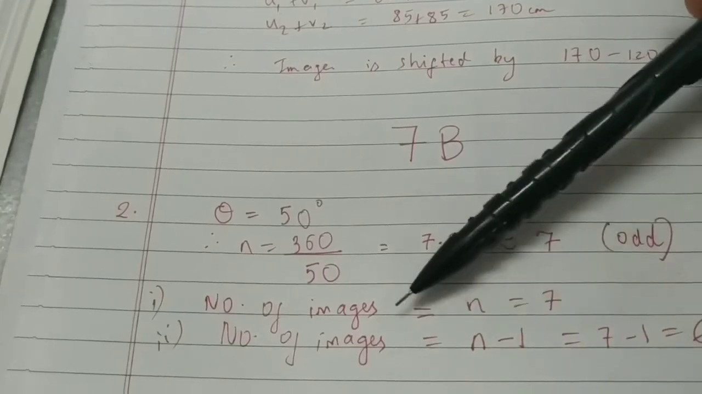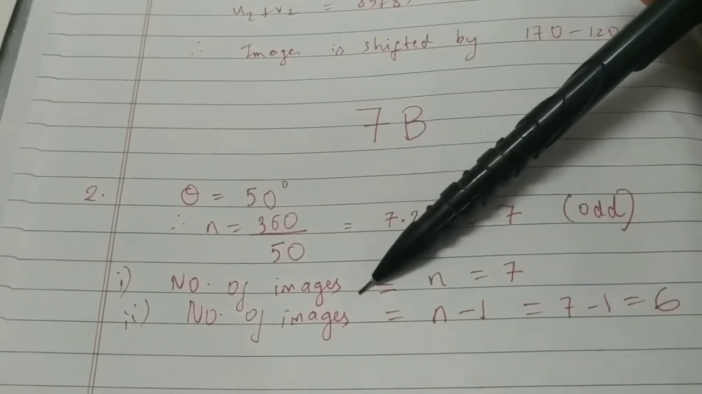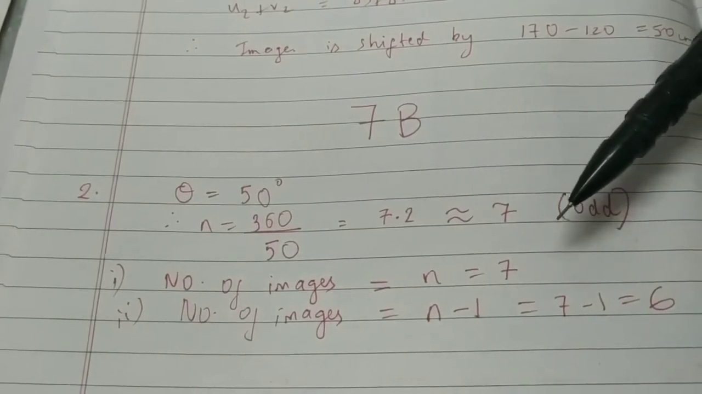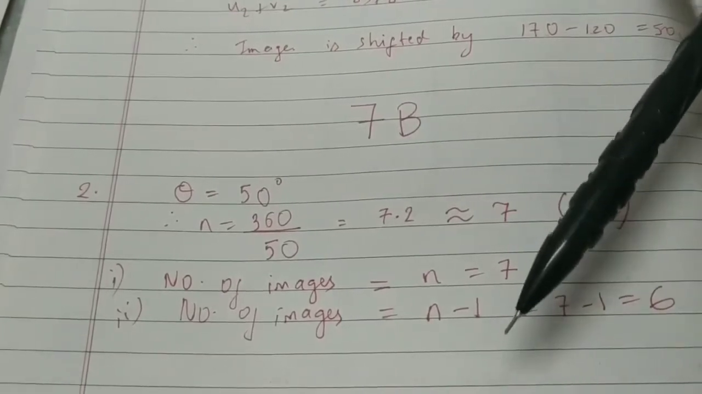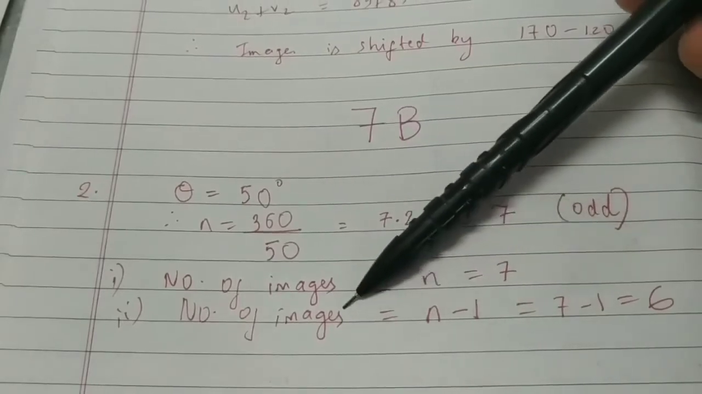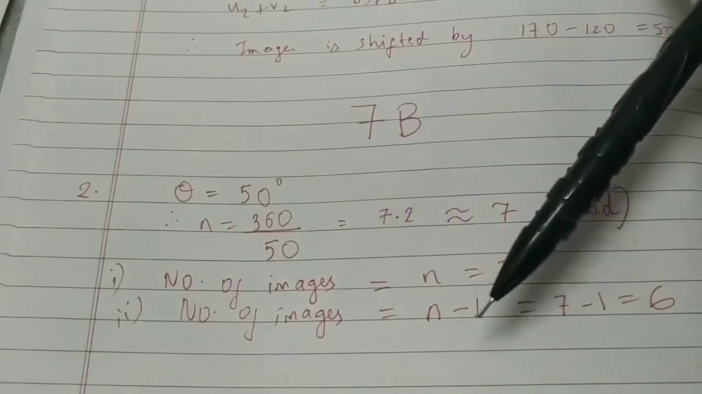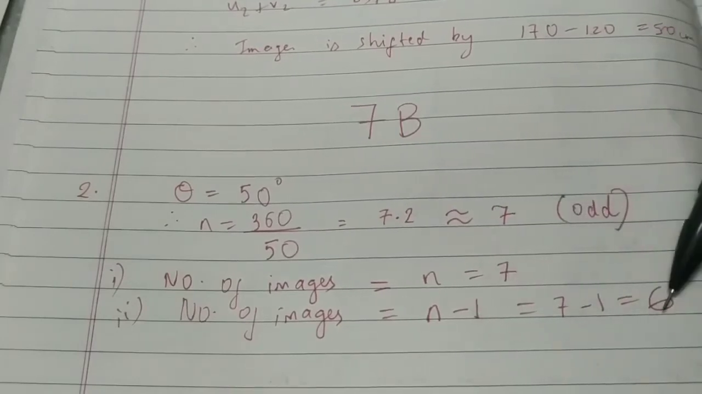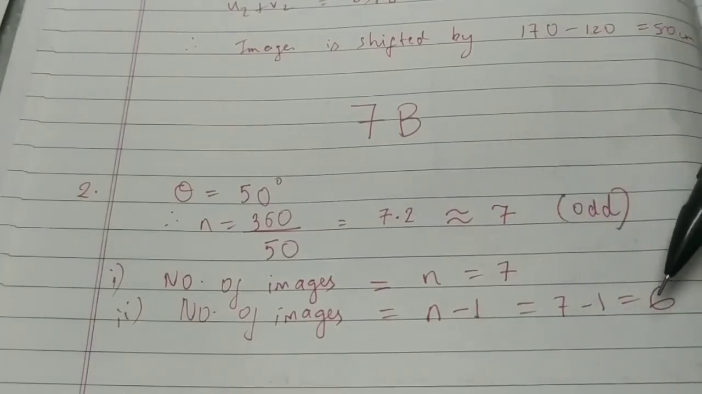But if it is Roman number 2, that is the object is symmetrically placed. And by the way, this is case 1. In case 2, we never have to bother about symmetrically placed and asymmetrically placed. But here, since it is symmetrically placed, the number of images will be 1 less than 7. So the answer for Roman number 2 is 6, because the two of the images will be overlapping.